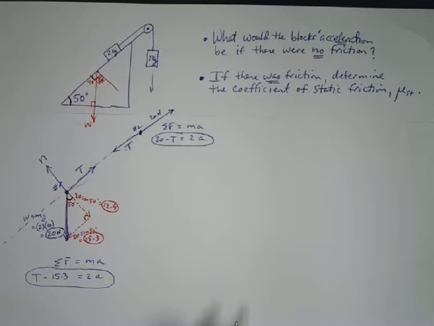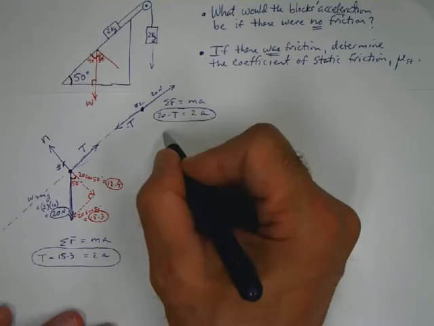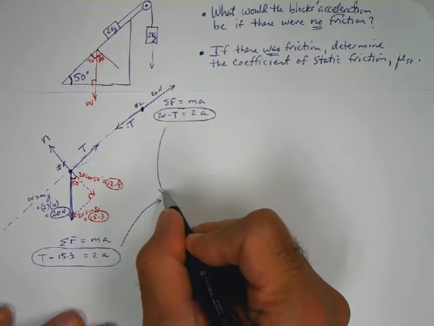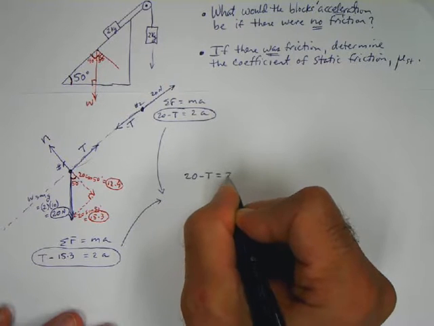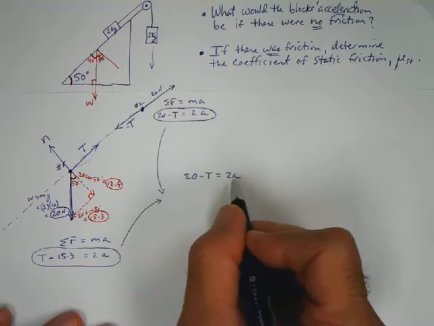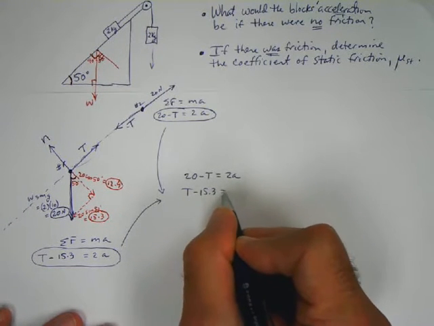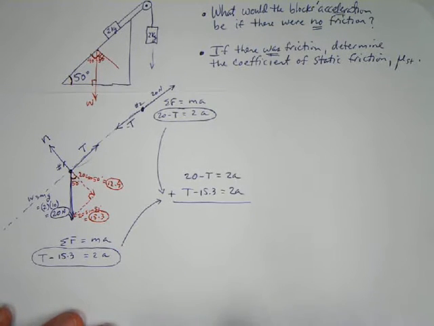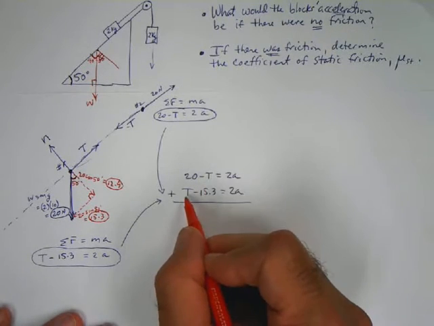Okay, so now we have this equation here, T minus 15.3 equals 2A. Now we have two equations and two unknowns, and an easy way to address this, I mean, you could always use direct substitution, but we can add these two equations together. That's a real nice nifty way of solving this type of problem. So 20 minus T equals 2A, and then T minus 15.3 equals 2A. We'll just add those two equations together.